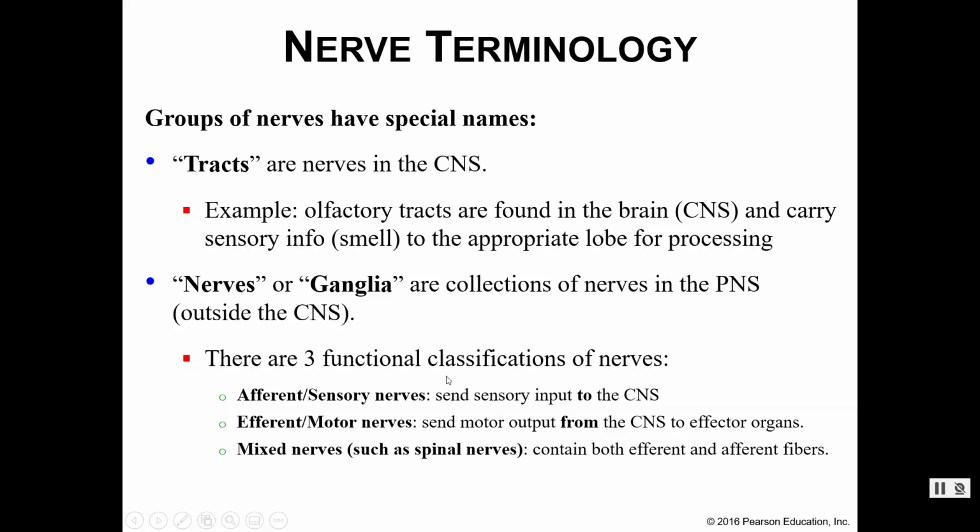Now, keep in mind we do have 3 functional classifications of these nerves. You've got afferent or sensory neurons that send sensory information to your central nervous system. You've got efferent or motor neurons that send motor input away from the central nervous system. And then you have mixed nerves like your spinal nerves, for example, that contain both afferent and efferent fibers, or both sensory and motor fibers.